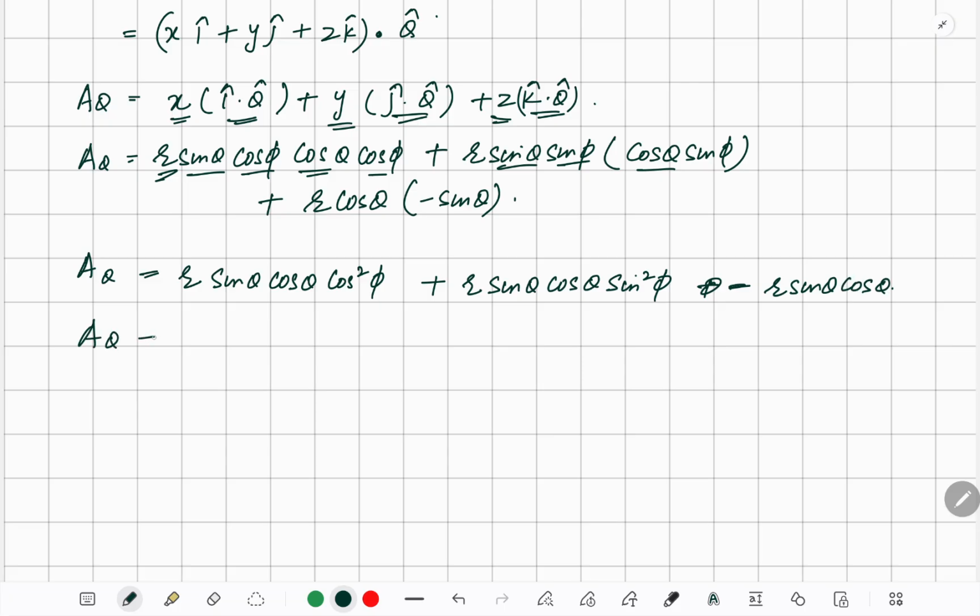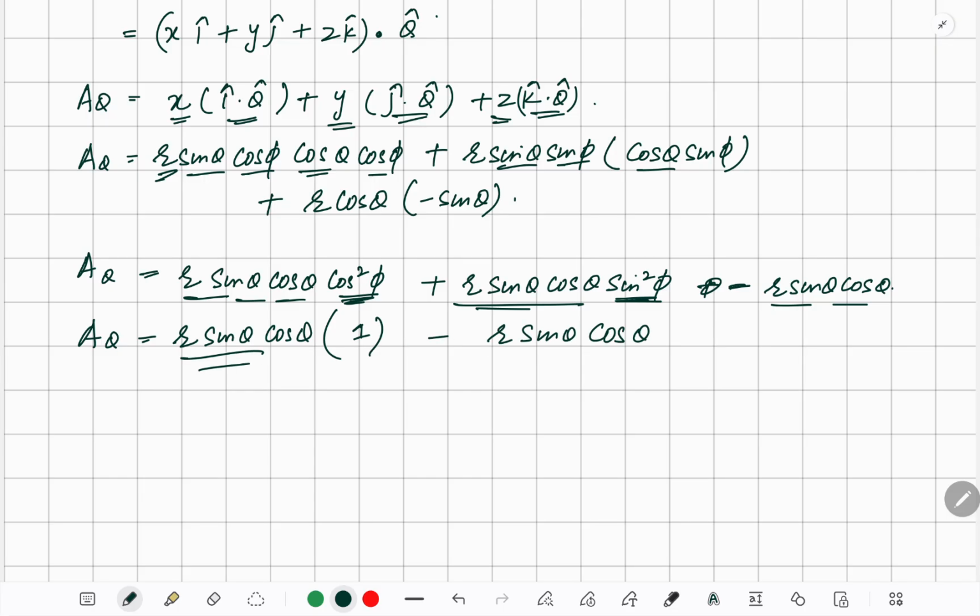So a theta can be written as, you can see, r sine theta cos theta. We can take this r sine theta cos theta common here. Let's see, r sine theta cos theta, there is sine square theta here, cos square phi plus sine square phi, which is 1, then minus r sine theta cos theta. So this will cancel with this, it's 0, a theta equals 0.